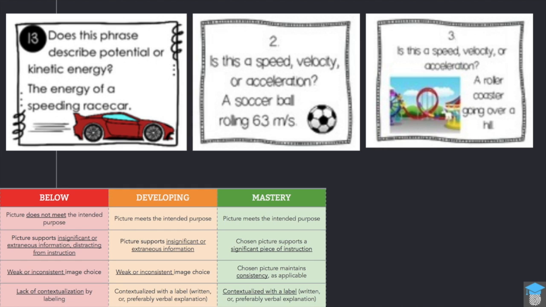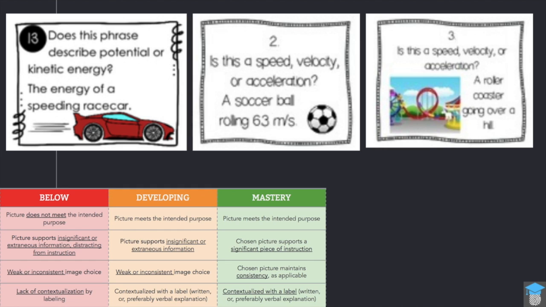Just a race car image would land us more in the below category because it's not really addressing the content. Number 2, that is what's going on here. The image of the soccer ball doesn't help students answer the question. And if you think your students might be tripped up by the phrase soccer ball, they'll definitely need support with speed, velocity, and acceleration. So I'd recommend that this teacher add an image used in initial teaching, of course, above each of these 3 terms: speed, velocity, and acceleration.